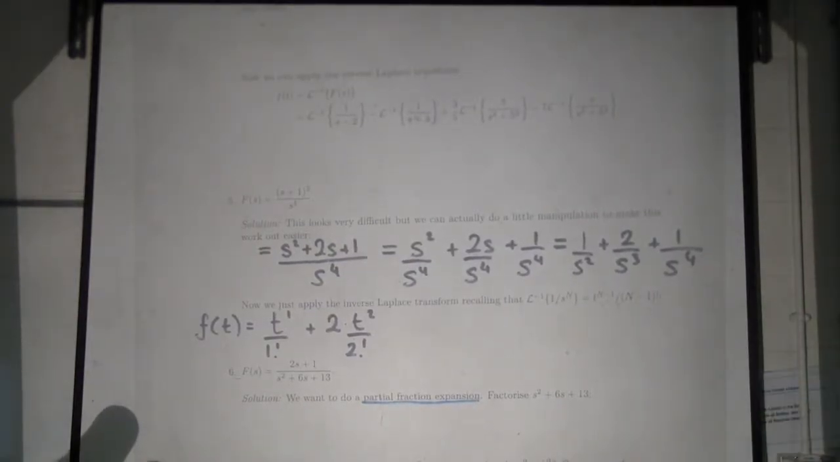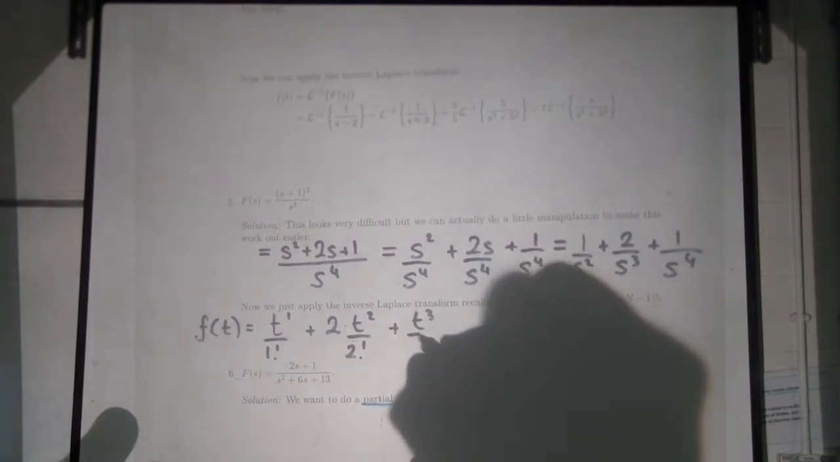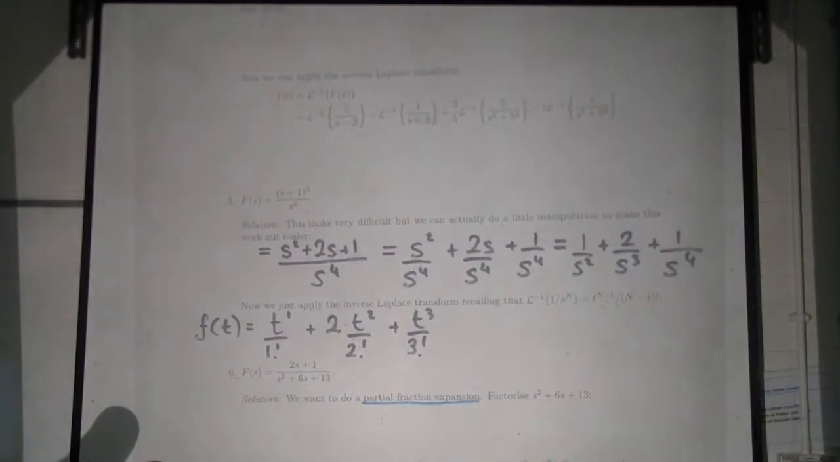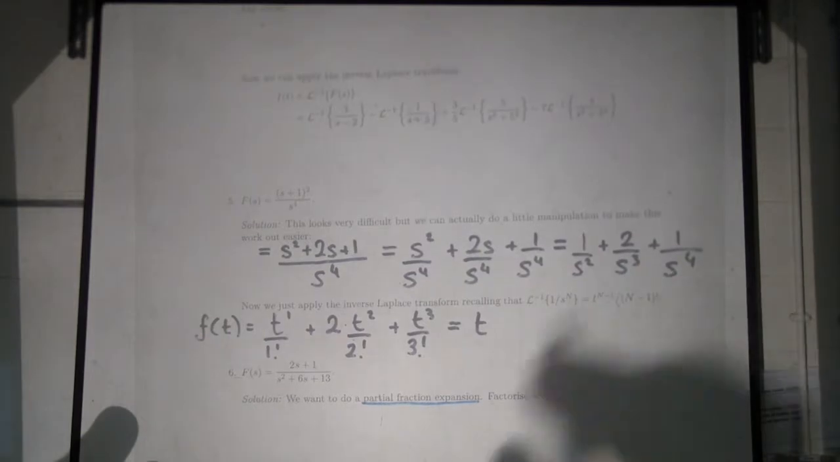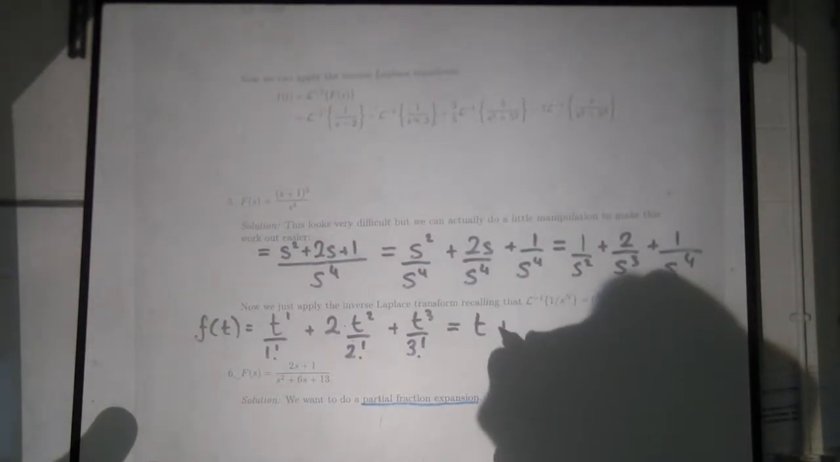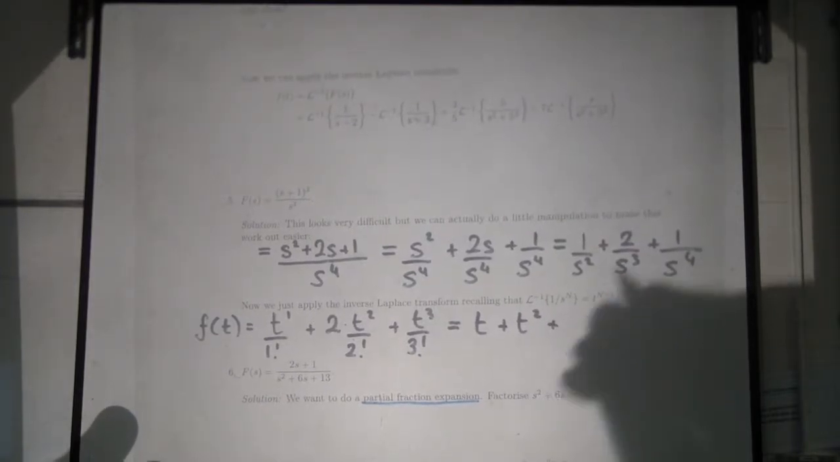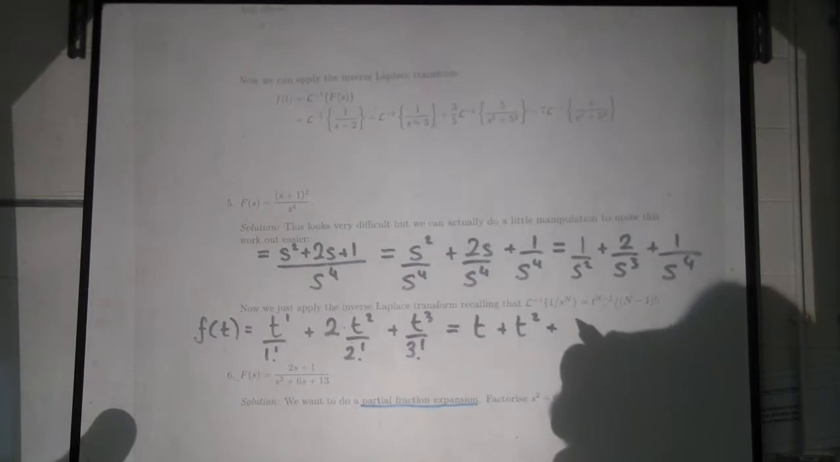And then the 1 over s to the 4 will go back to t cubed over the same power factorial. And just tidy it up. t to the 1 is just t divided by 1 factorial, just 1, so t divided by 1 is t. 2 factorial is 2 by 1 is 2, so 2 divided by 2 is 1, so you get t squared. And 3 factorial is 3 by 2 by 1, which is 6.